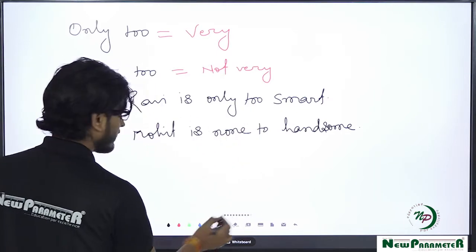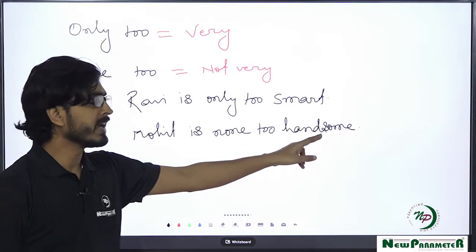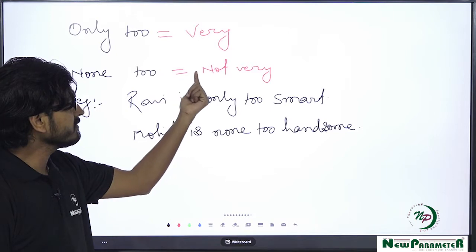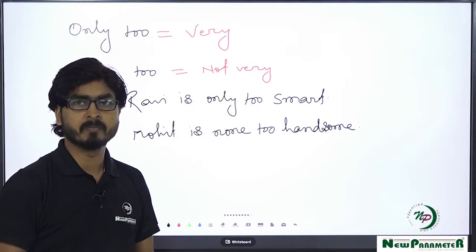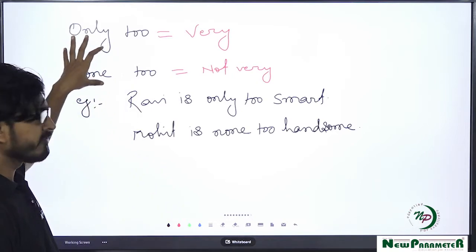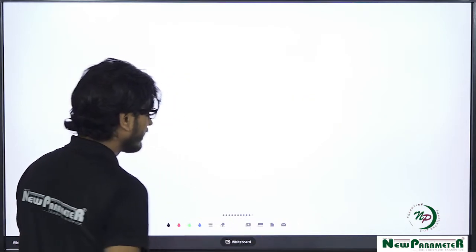And what is the meaning of Mohit is none too? Sorry, I have written here single too. That's okay, fine. Thank you. Mohit is none too handsome. What is the meaning of none too? Not very. So the meaning is Mohit is not very handsome. So basically these have been asked in your examination.